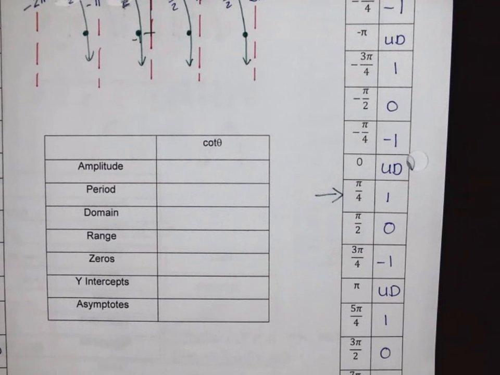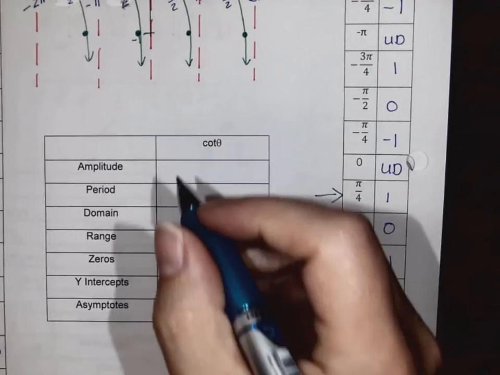4 waves. Well, no. 2 waves. 2 weird parabolas. And then tangents. One goes this way, one goes that way. Okay, amplitude for the cotan graph. Amplitude, none.